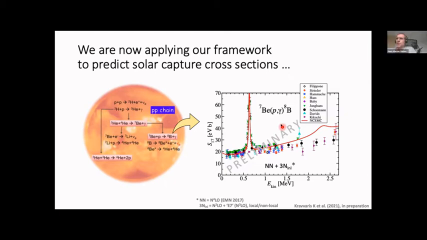Okay, further questions? Grigory? Thank you, Sophia. Wonderful talk. You have this peak here at 2.3 MeV that seems to disagree with the experimental data.